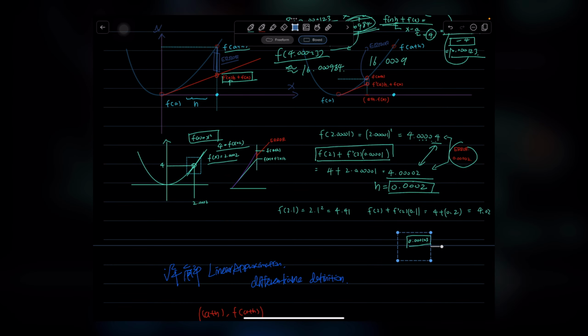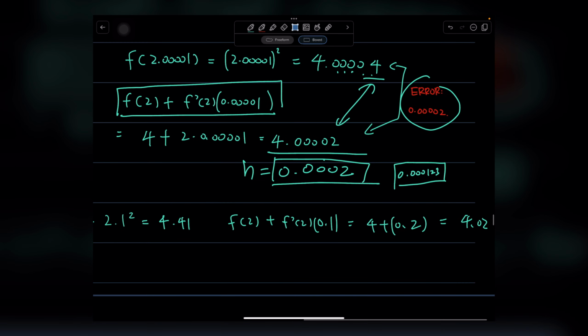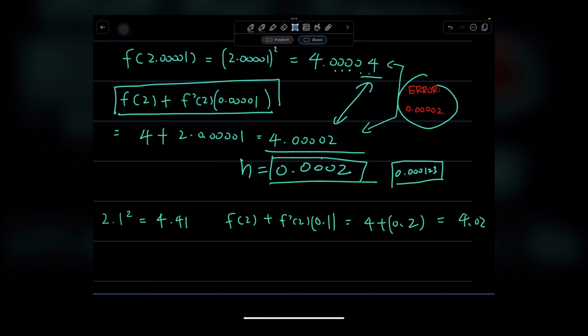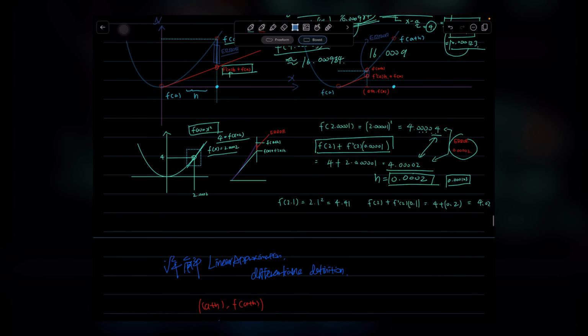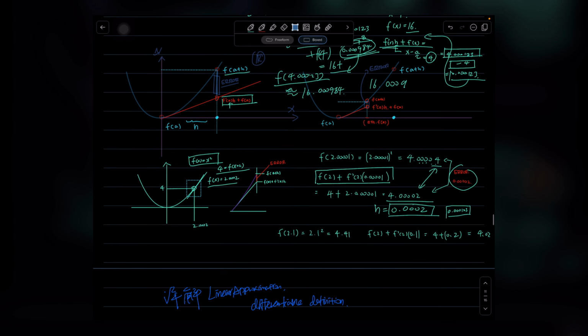We put them together. You can see that this is smaller than this one. We could also conclude that. So why is that? Why is the error between these two different values different? Let's view it in this graph.